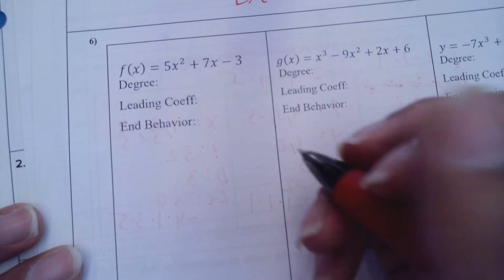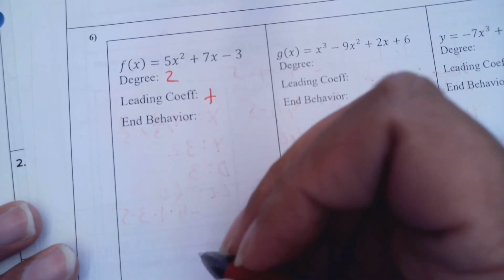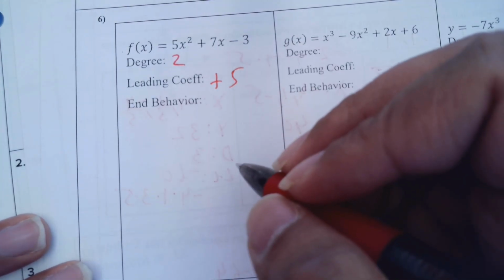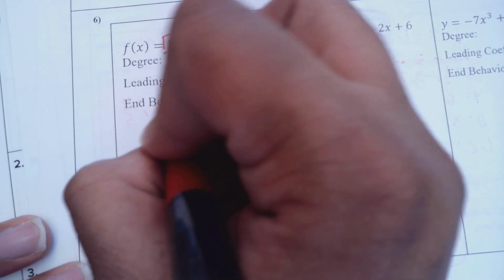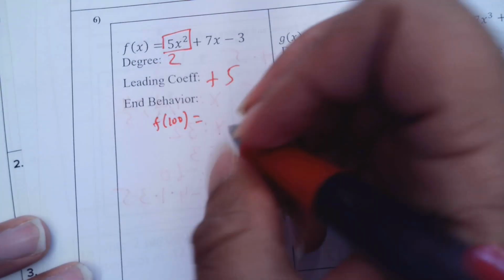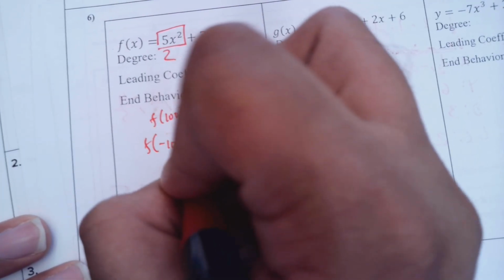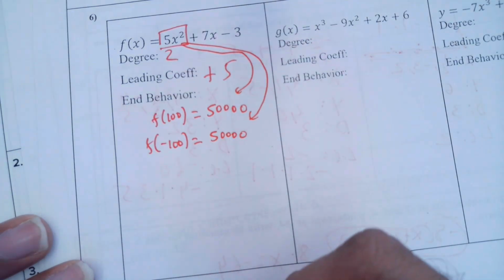Question number 6. The degree is 2. Leading coefficient is positive 5, right? And for behavior, I can think about it 2 different ways. All you have to do is take the term with the highest degree. Here it's 5x squared, right? Plug in, say, positive 100. You get 50000. This is positive, right? Plug in negative 100. You will also get the same positive answer, right? If you just plug in here 5x squared, you get the same answer.